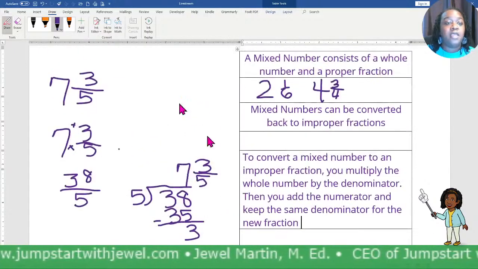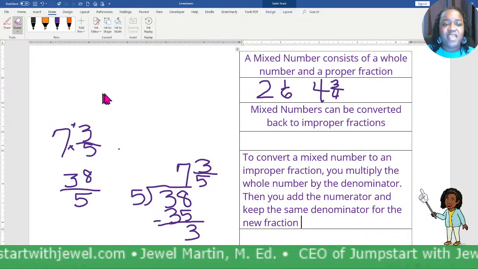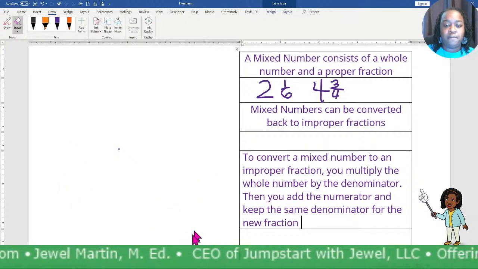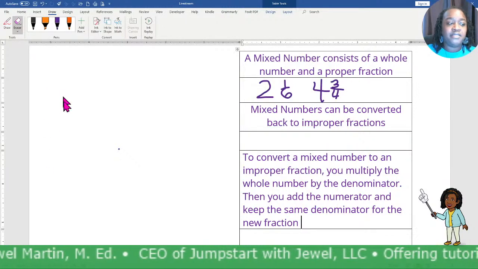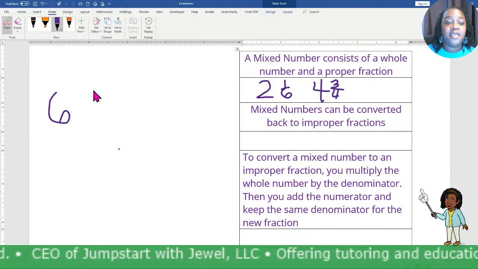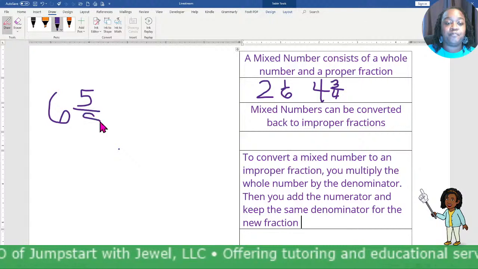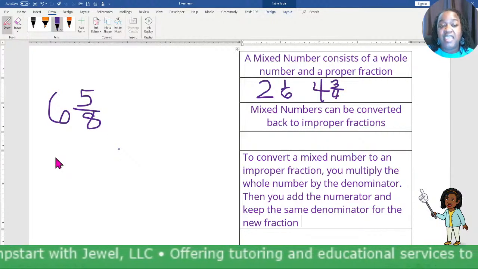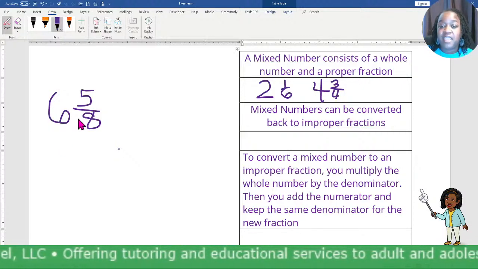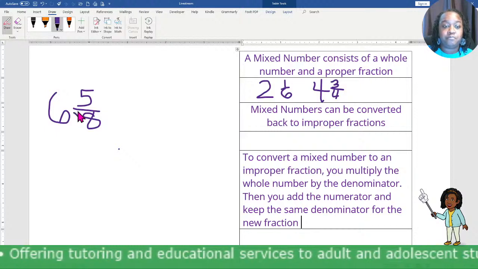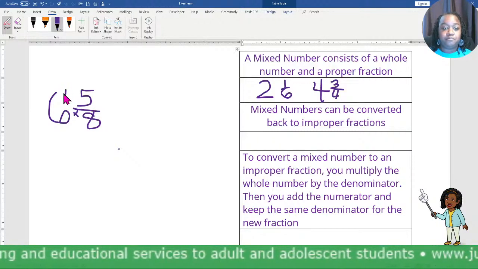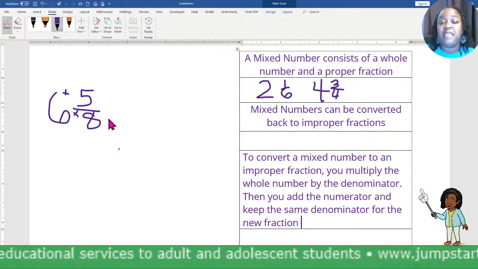So let's try another one. Let me just erase that one. That way the instructions will stay on the screen. So another one. 6 and 5/8. So like our instructions say, you multiply the whole number, the 6, by the denominator. And then you add the numerator. And you keep the same denominator.